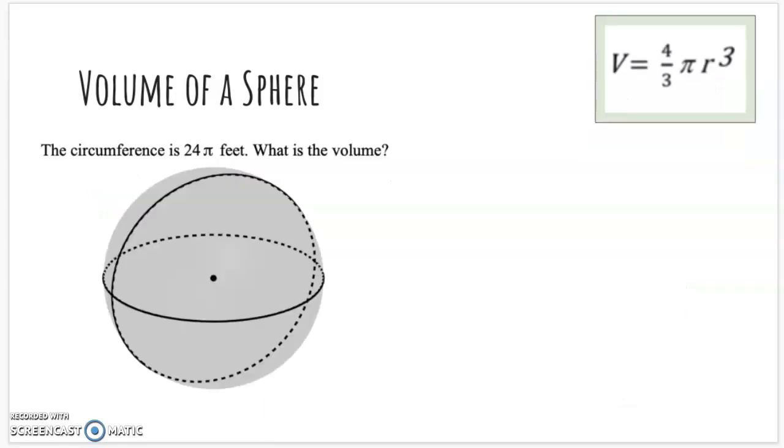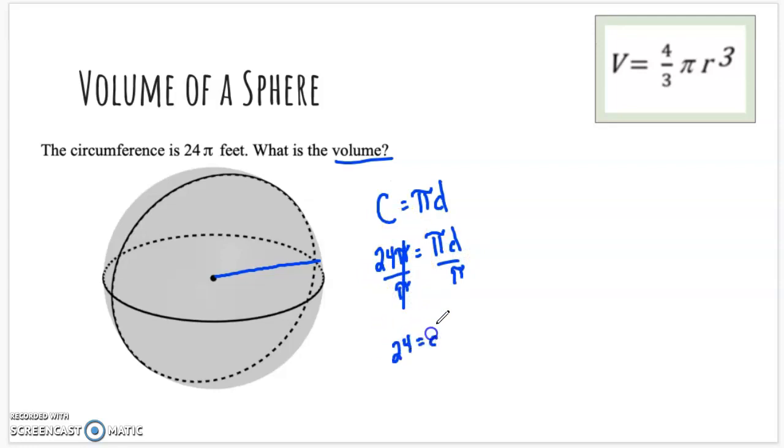All right, as you get more comfortable using your volume formula for your sphere, you'll be able to do slightly more complicated problems like this one. Here they're telling us the circumference is 24 pi feet. So how do we find the volume when they're not actually telling us what the radius is? So now we have to use our circumference formula, which is pi times diameter. So circumference is 24 pi. I have to figure out my diameter. So I'm going to divide by pi on both sides. I see that my diameter is actually 24.